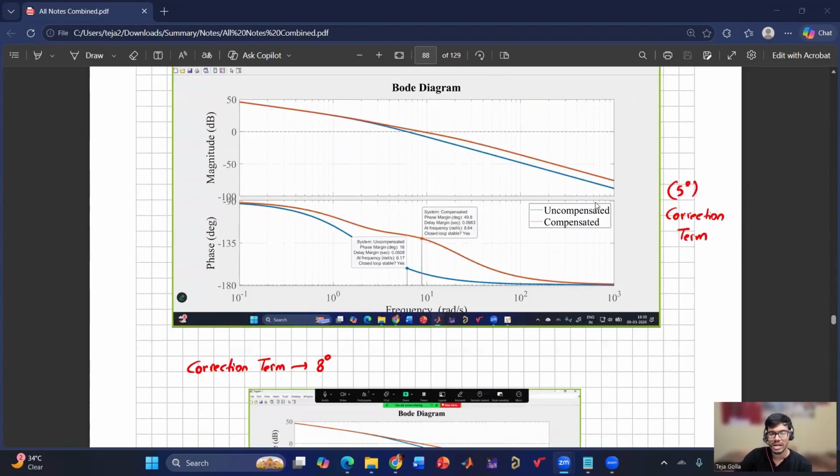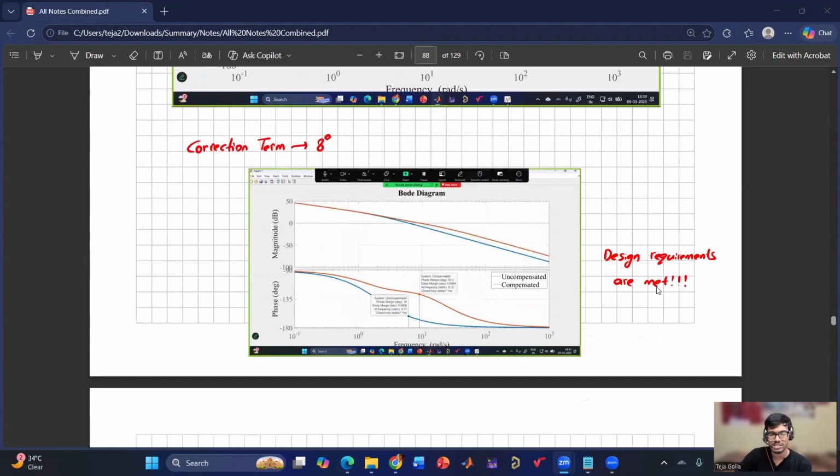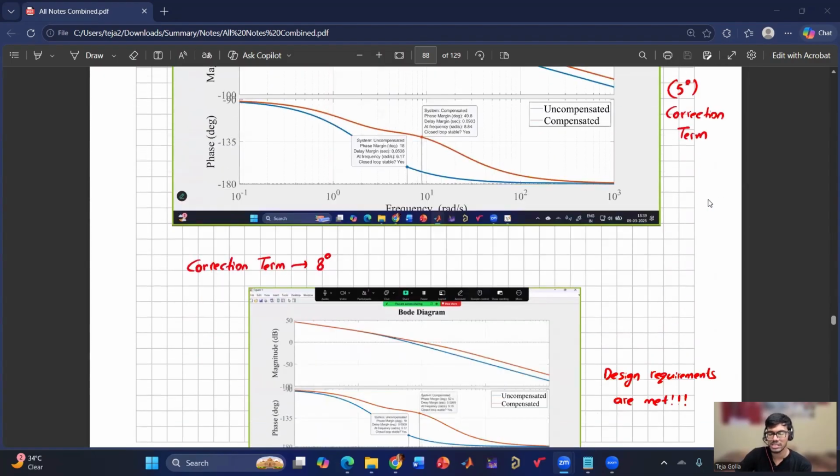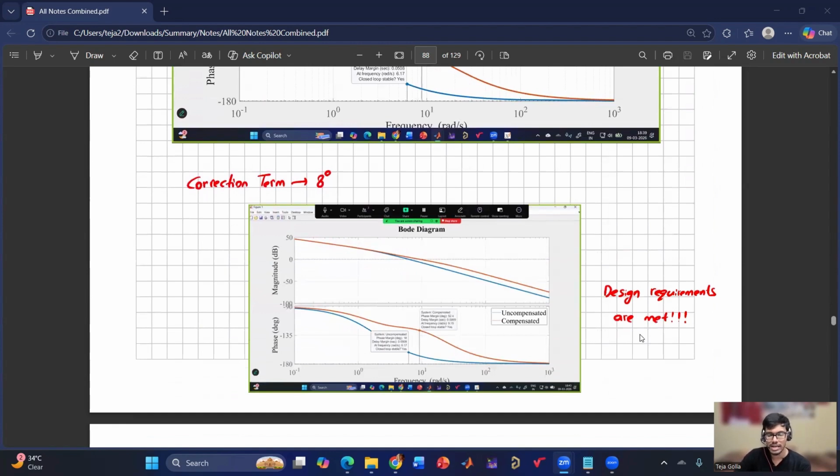With a 5% correction term, this is the case, and with an 8% correction term, this is the case. For 5%, I saw it was not meeting, so I did 8%. Why 8%? I just started with 8%. If 8% is also not sufficient, then I'll go to 10%. If that is also not sufficient, then I'll go to 12%. In this way, we have to do it in an iterative way. That's why I have provided the MATLAB code, and I have put it here, so that whenever I show these notes, it will be clear why we have done that.